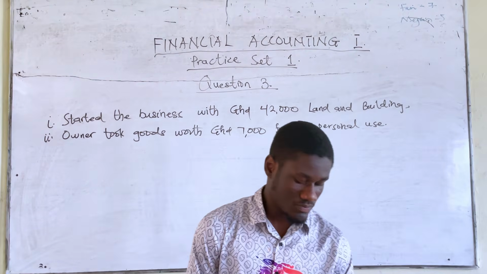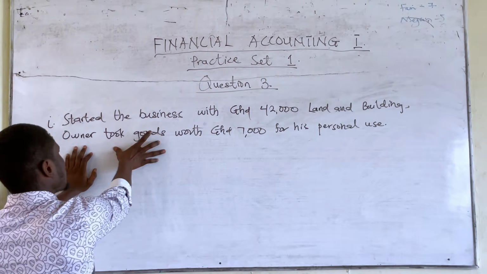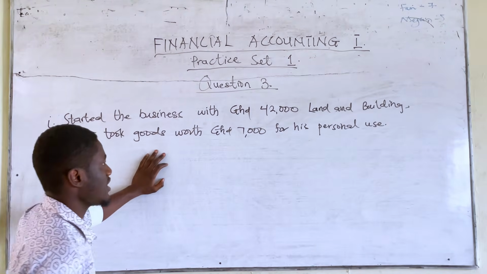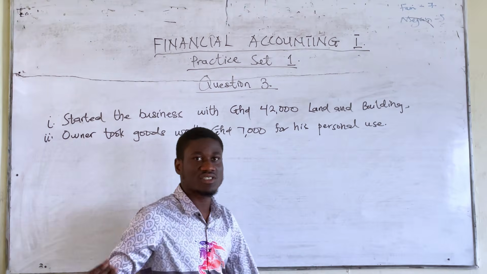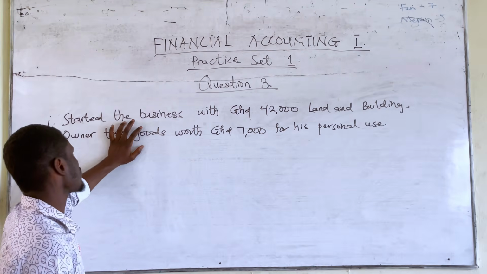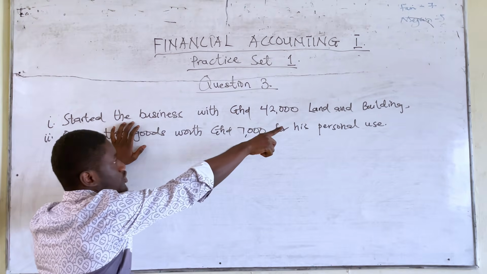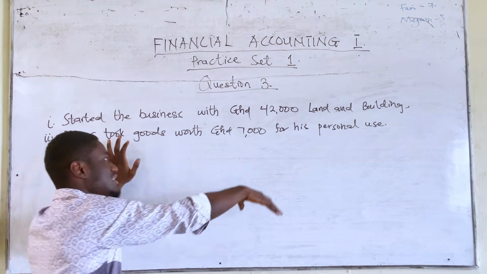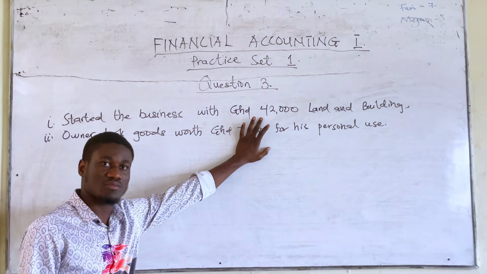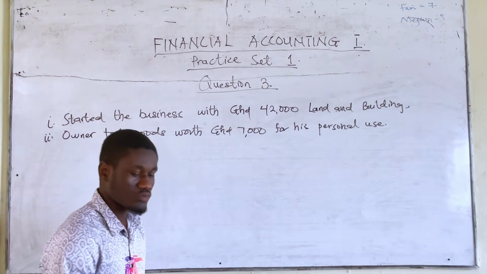So if you want to cross-check that what we said is true, we can see that if the owner takes goods, our stock will decrease, right? And if our capital has also decreased, that means he took something from the business, therefore our capital has decreased. Same as the first one: when we are starting a business with something, our capital is going to increase. So when we start with land and building worth 42,000, our capital has increased. Then the other account here is land and building. We had no land and building, now we have 42,000 Ghana cedis land and building. You get it? So our land and building here is going to increase. So we move to the III.